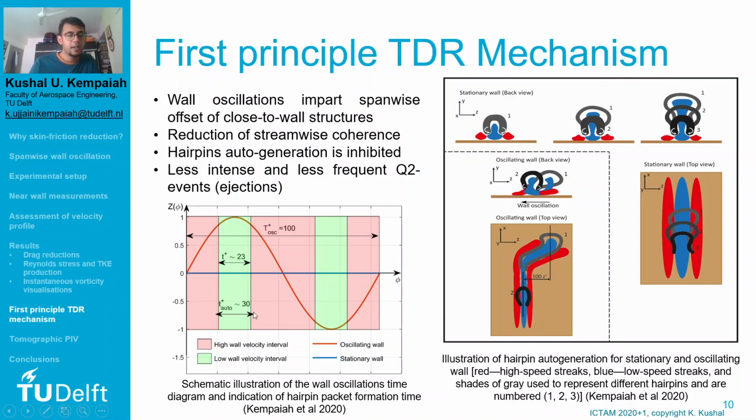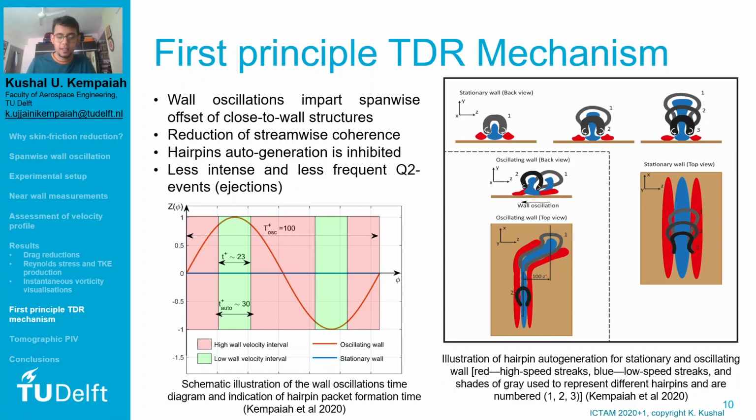In literature, the works by Elsinga and Adrian, where they performed experiments in a turbulent boundary layer, reported that hairpins auto-generate at a time scale of about 30 wall scale units, and this corresponds to the low wall velocity region shown in green. So it was hypothesized that in the case of a stationary wall, hairpins are able to auto-generate and mutually induce a stronger ejection, which is essential in the wall normal transport in a turbulent boundary layer. But for the case of the oscillating wall, the rapid sideways motion of the wall prevents this multiplication or auto-generation of vortices, and therefore less intense and less frequent Q2 events are observed.